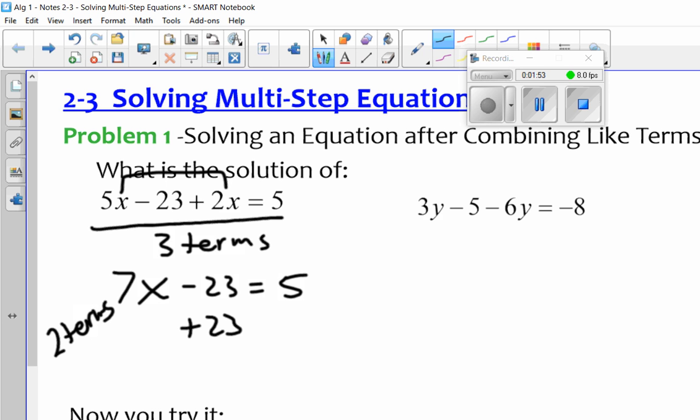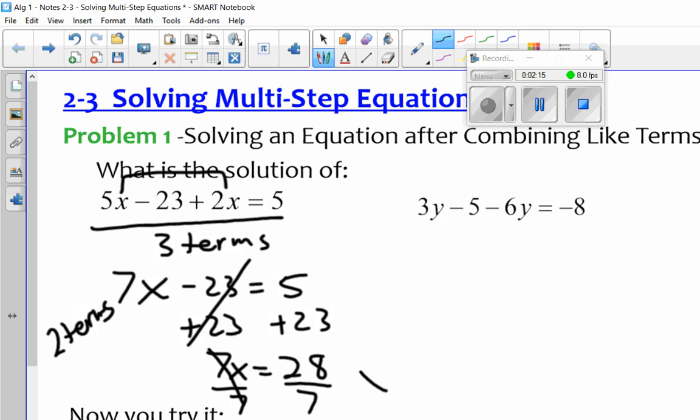So I want to do the inverse or the opposite. I'm going to add 23. Just makes that go away. You're left with 7x, and 5 and 23 is 28. Okay. And then I can go ahead. This says multiplication, so to undo the multiplication, the inverse is to divide. So divide by the 7. It goes away, and you're left with 4 for x. Okay.